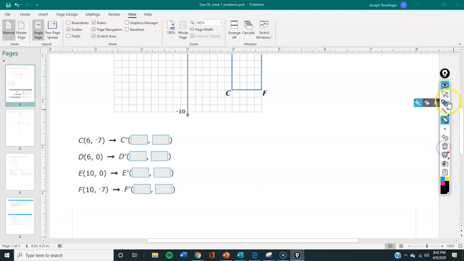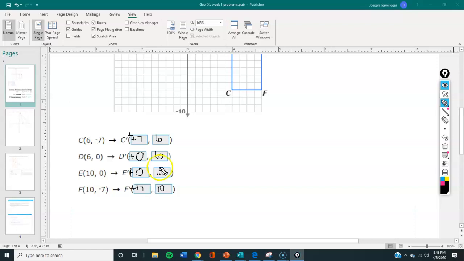So for this one, you're going to switch them, and then put a negative out in front. So it becomes positive 7. We switch them, negative out in front. Negative 0 is still just 0. Switch them. Negative 0 is still just 0. Switch them. Negative out in front. Boom. Positive 7, 10. And there's our new points.